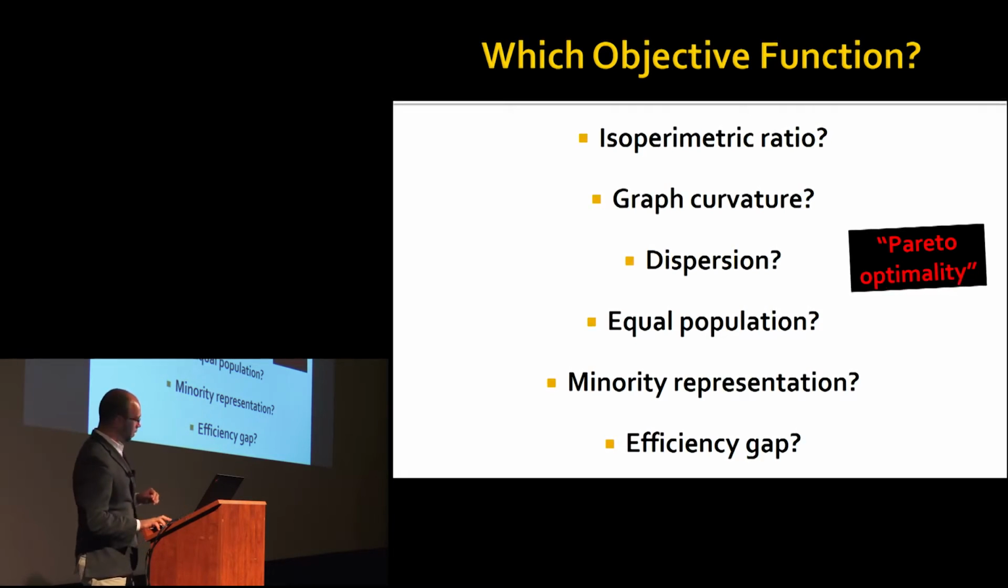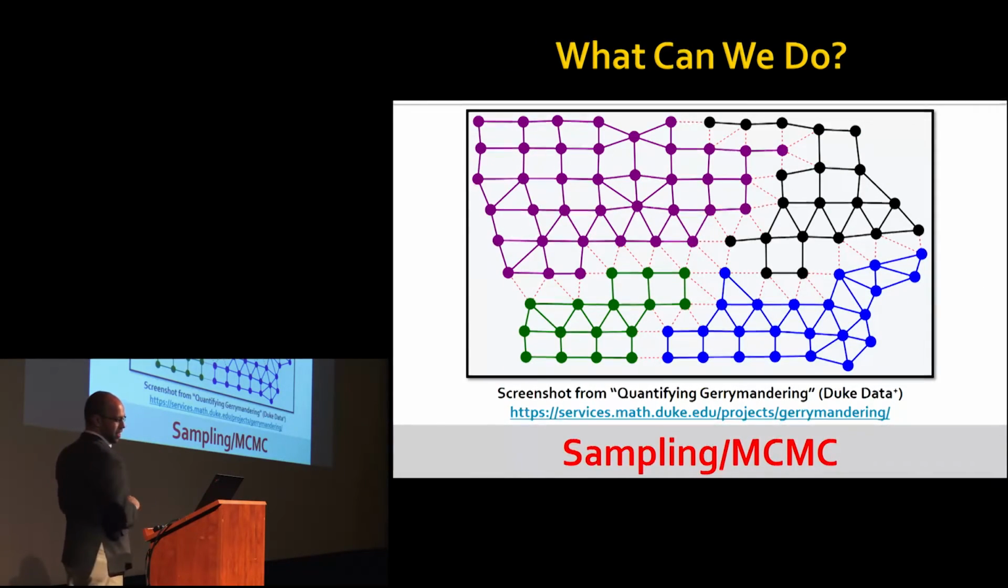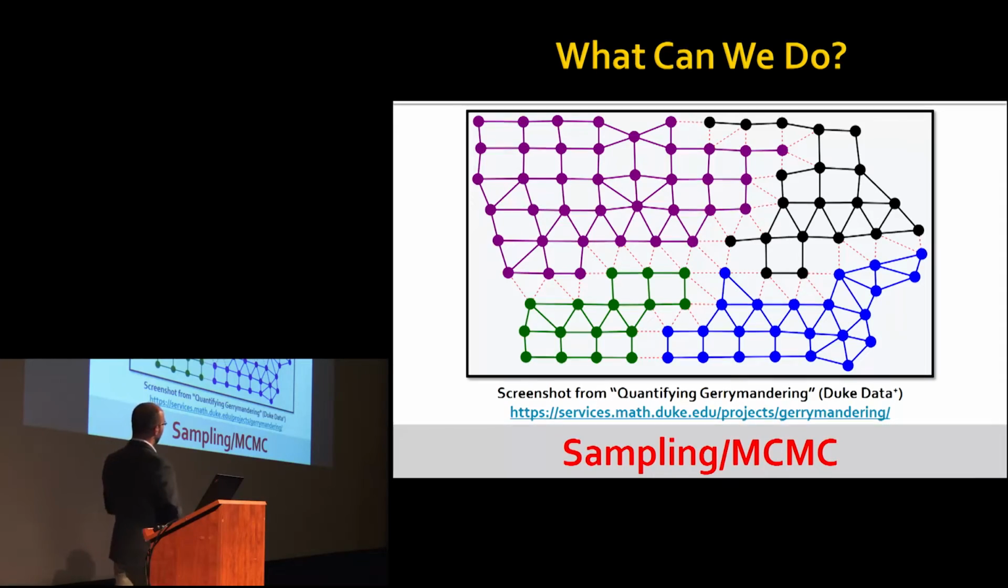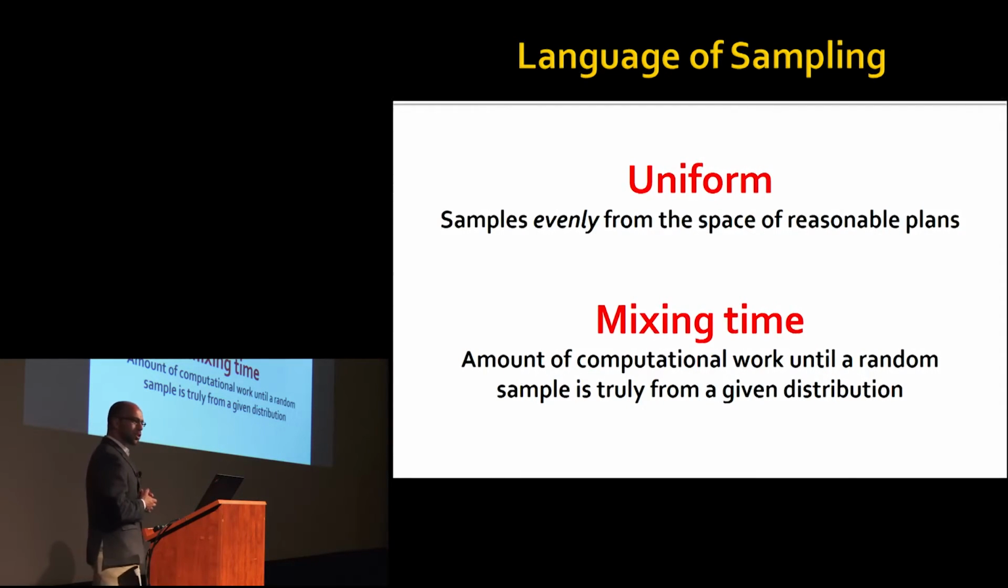Something else that we can do that I was so excited to hear about from Wendy is sampling, or MCMC, right? This idea that we can randomly generate tons and tons of districting plans, and maybe some of them are good and some of them are bad, and this is going to help us understand the space of possible plans. I think there's one possible language issue that we should address and really think about carefully, again, when we talk about these methods.